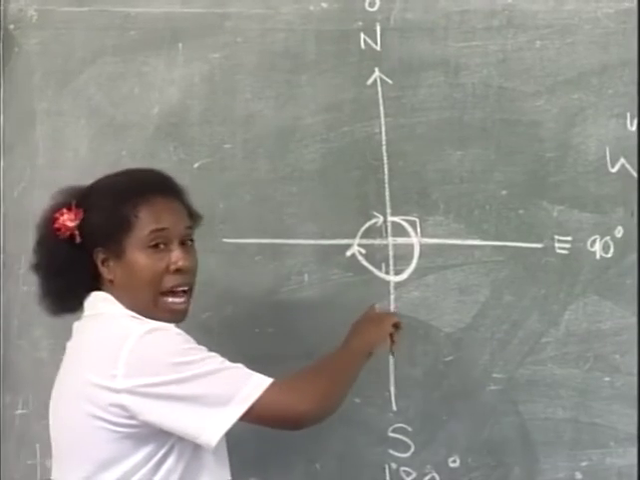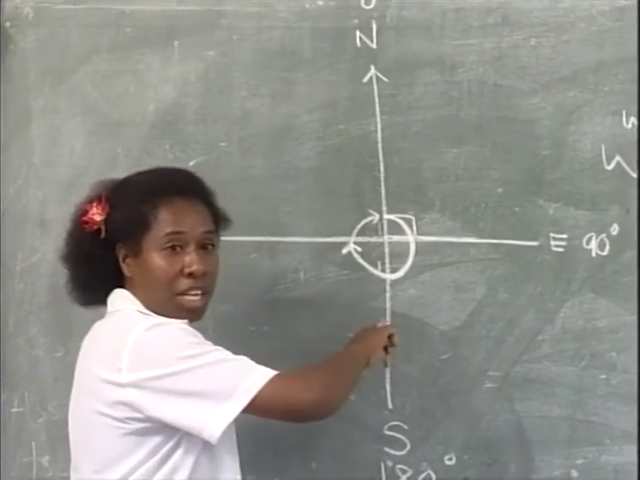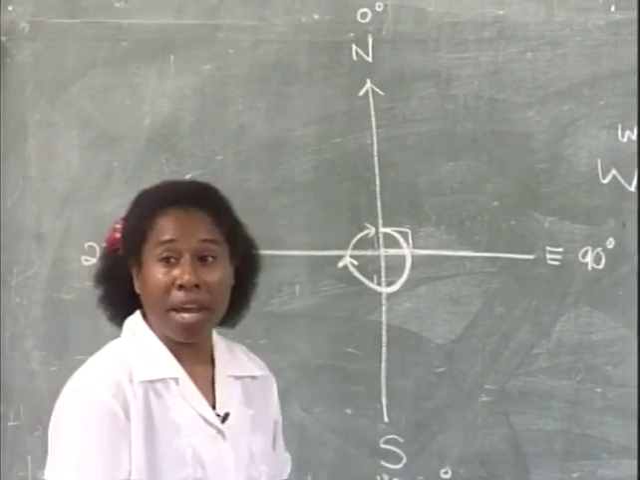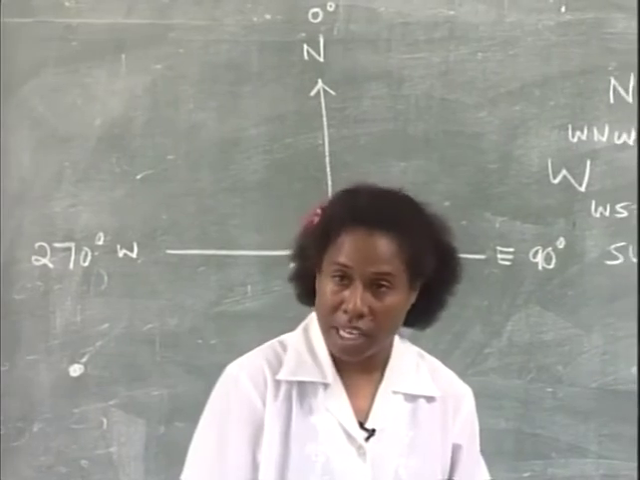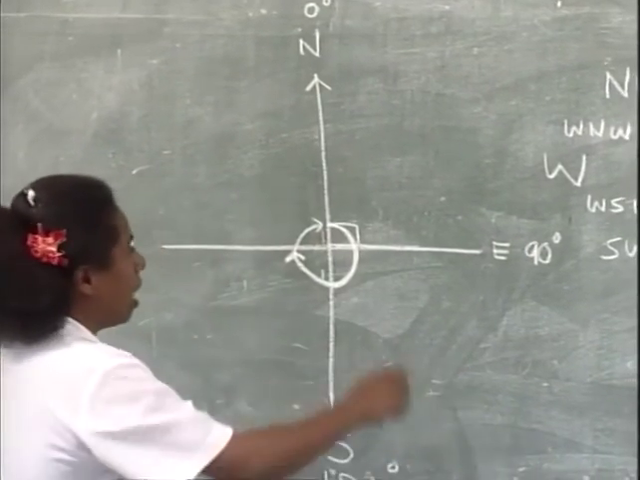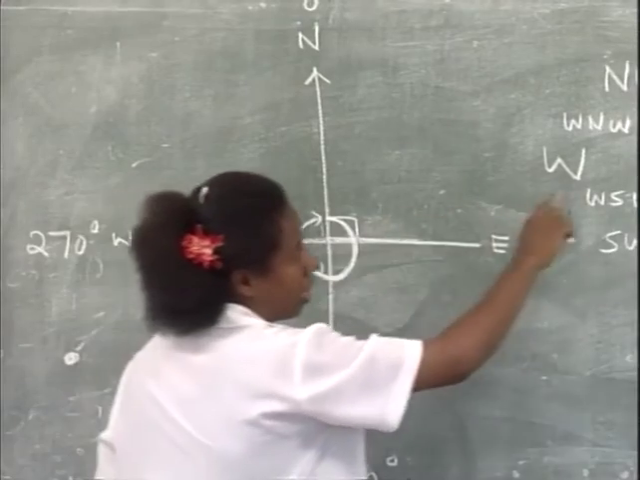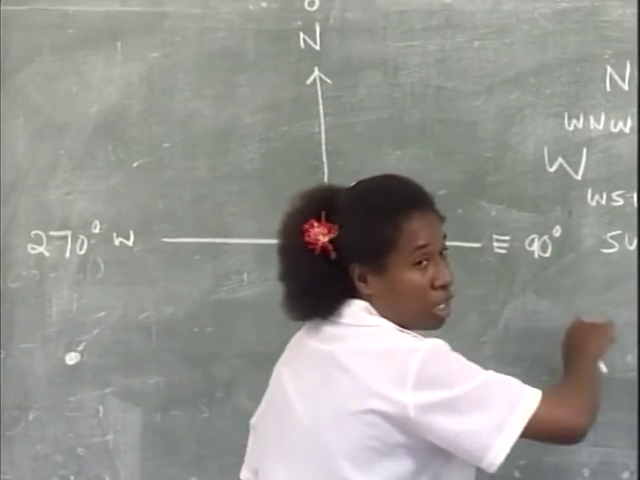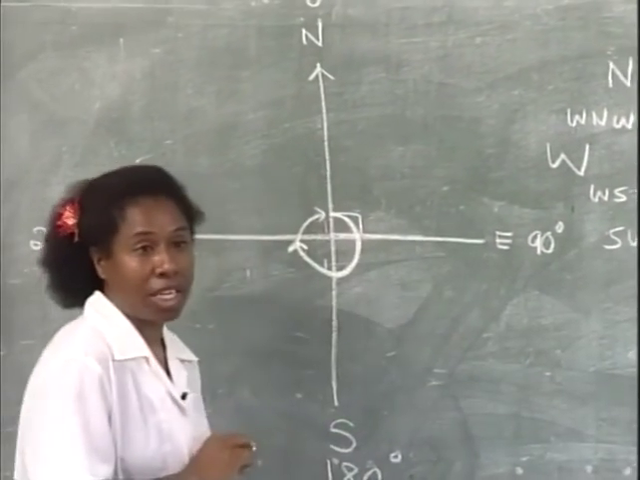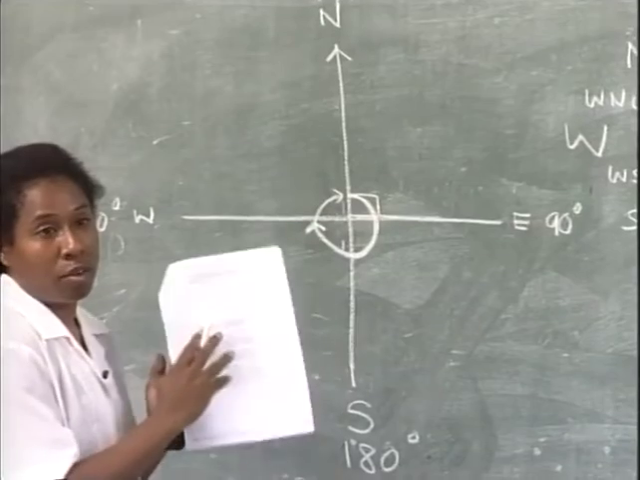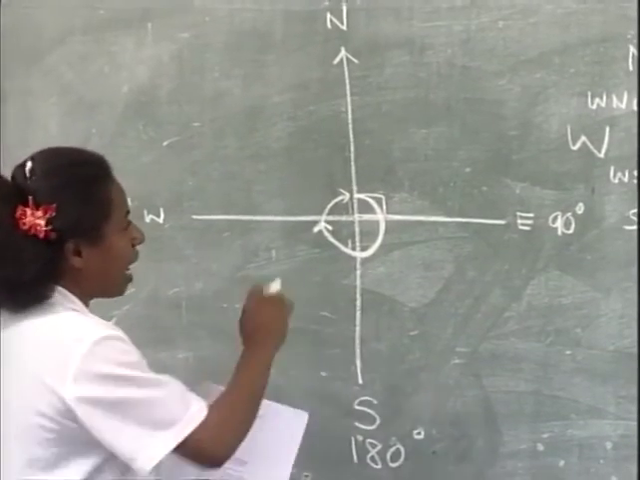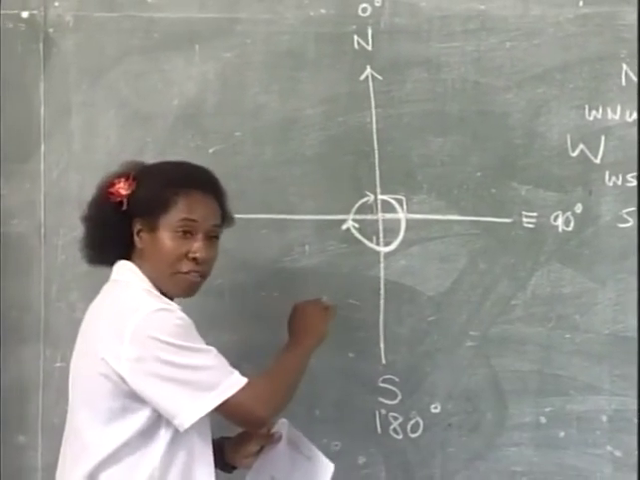We're going to learn how to use that information to be able to give the bearing of places accurately. But before we do that, I would like you now to put in the bearing of those 16 points of a compass that you have constructed on your handout. I have done the 4 cardinal points already for you.